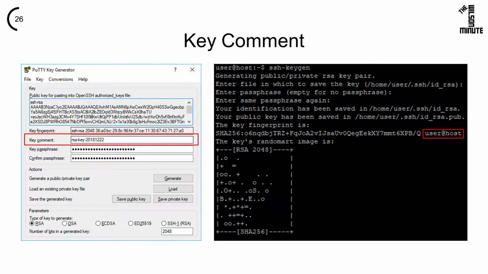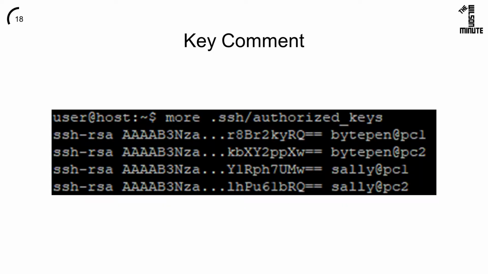I also make sure to set a key comment of username at hostname so I can easily identify the public keys on a server. Linux usually does this automatically, but you need to set it in PuTTYgen. This is important to me because the service you SSH into maintains a list of the public keys with the comment. If the private key is compromised, you can easily find its public key using this comment.